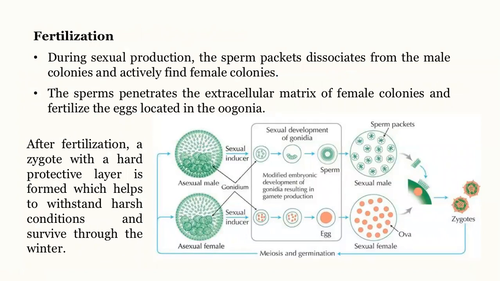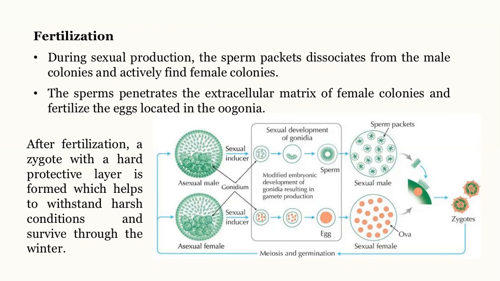So during sexual reproduction, once the oogonium is ready and the antherozoids are ready, it is now the time for fertilization. The sperm gets dissociated from the male colony and can swim towards the female colony using the biflagellate structure. The sperm will penetrate into the female colony and fertilize the egg located in the oogonia. It is through the receptive spot, as we saw earlier. Once fertilization is over, as I said earlier, the zygote will start secreting some protective layers so that it can withstand unfavorable conditions.